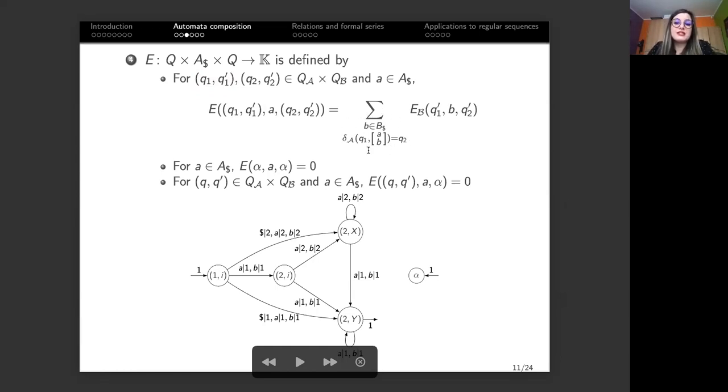For all of these letters, I will compute the weight of this letter in the K automaton B between the states Q1 prime and Q2 prime. So that is how I define the weight of the transitions. The sum here is what we expect to have at the end of the composition for the weight. So here we can do the example.